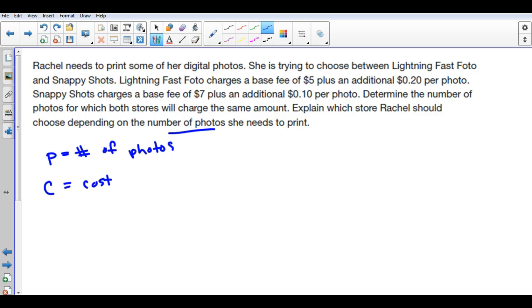When I write these equations, they're actually going to be in slope-intercept form, since they're telling me it's going to be something per photo here. The number of photos is what she controls, and the cost is going to depend on that. So one place is charging 20 cents a photo, the other is charging 10. So I'm going to write my equations. Cost equals one place is charging 20 cents, so 0.2 times the number of photos plus the $5 fee. And the other place is charging 10 cents a photo, so 0.1P plus a fee of $7.